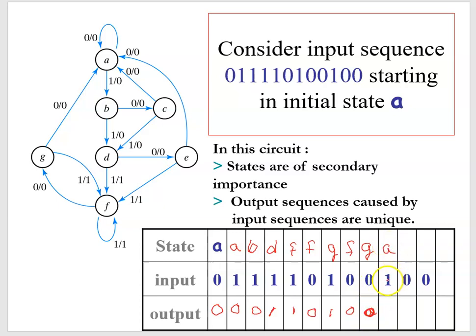We're in state A. We have an input of a 1. Our output is 0. We go to state B. If we're in state B and we get a 0, our output is 0. And our next state is C. If we're in state C and we get a 0, then our output is 0, and we go back to A. So we went from A up here from A to B to D, then to F. We stayed in F. We went to G, went back to F, then we went back to A.